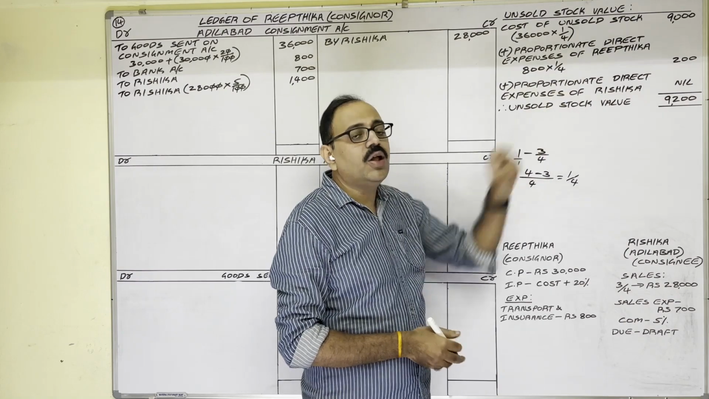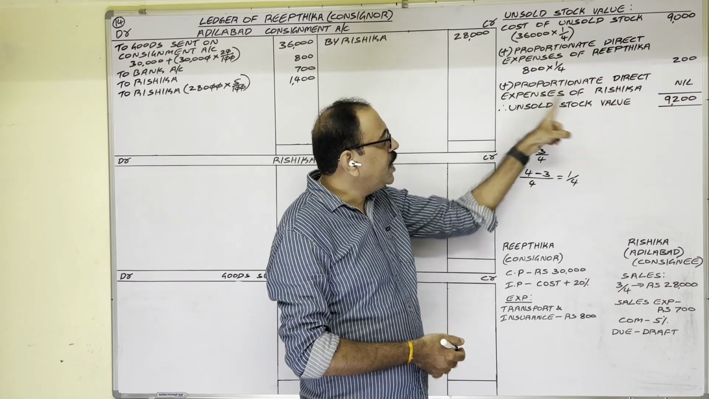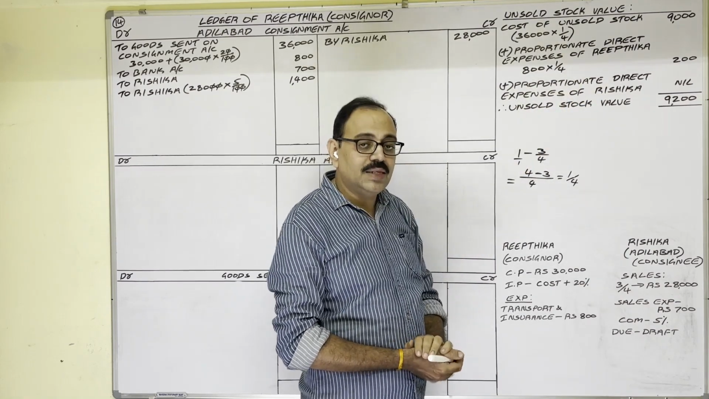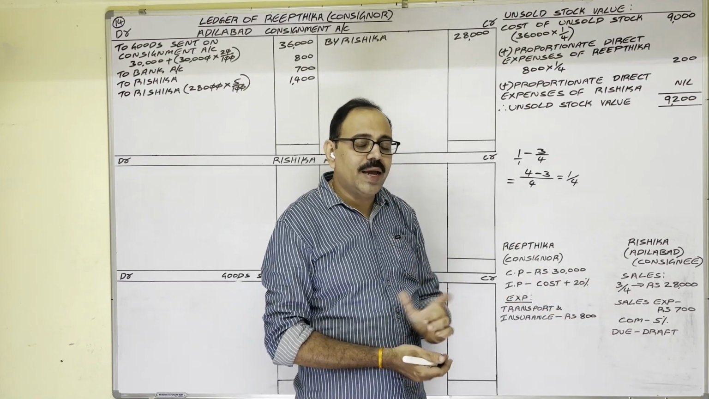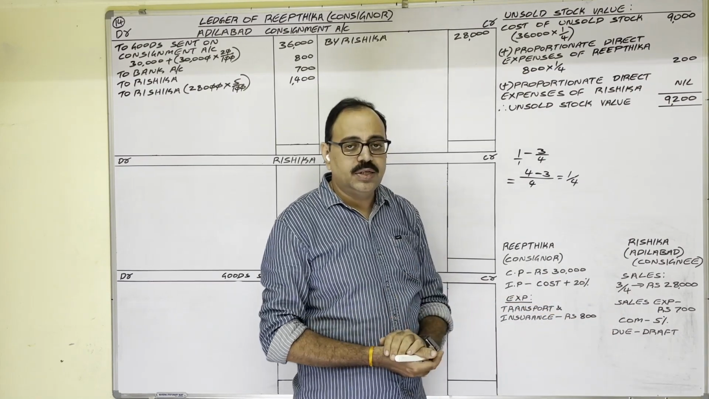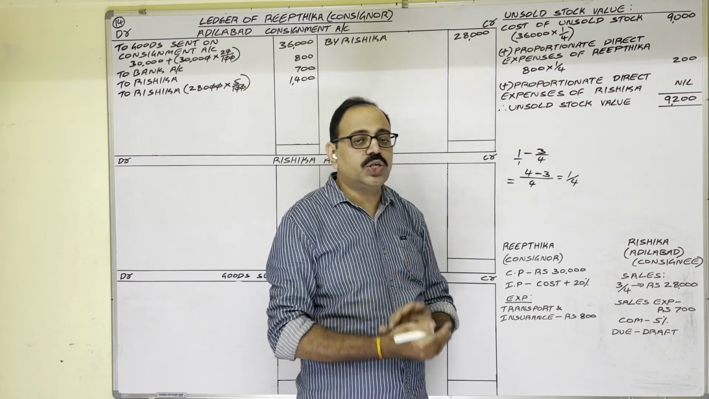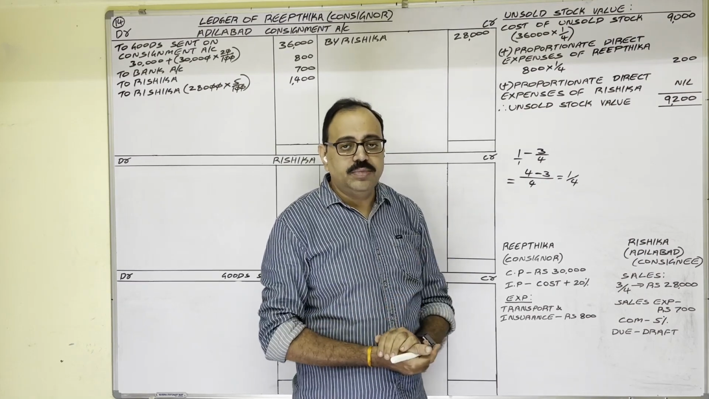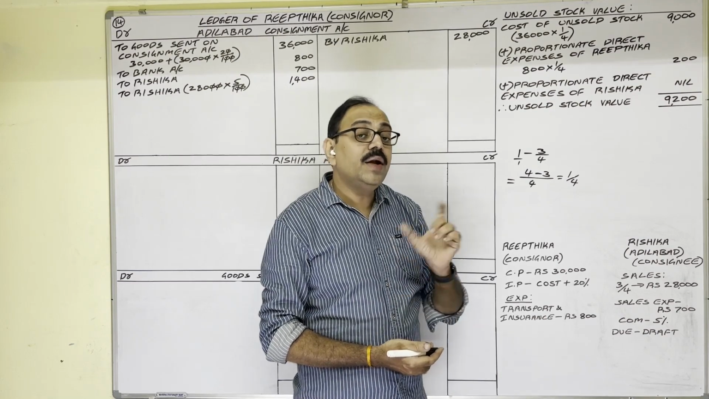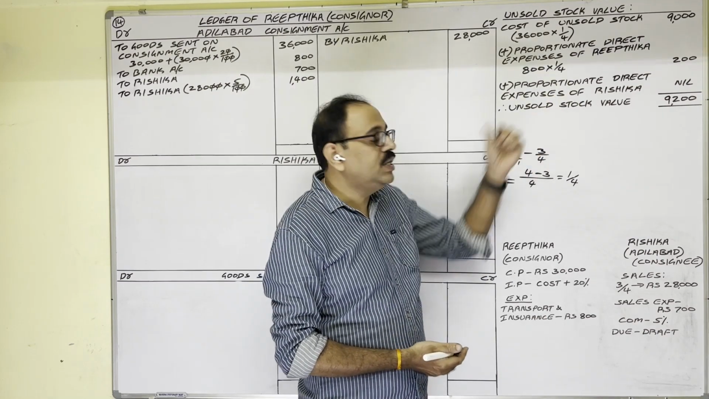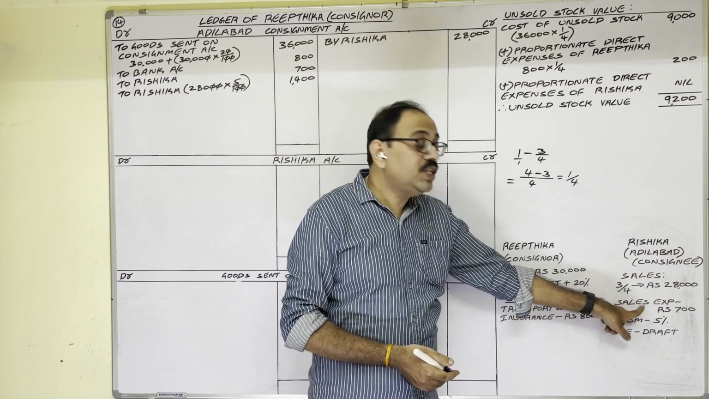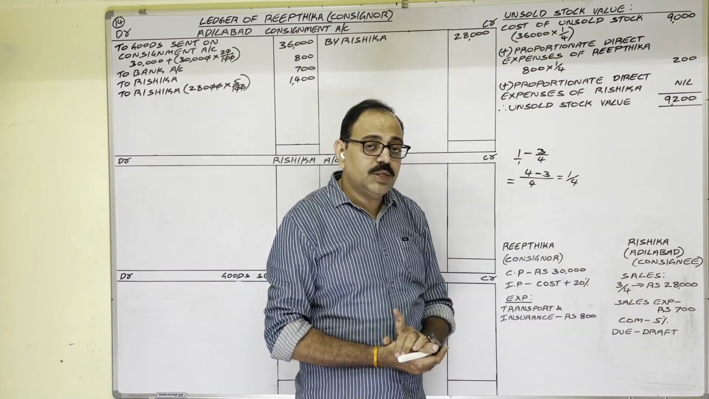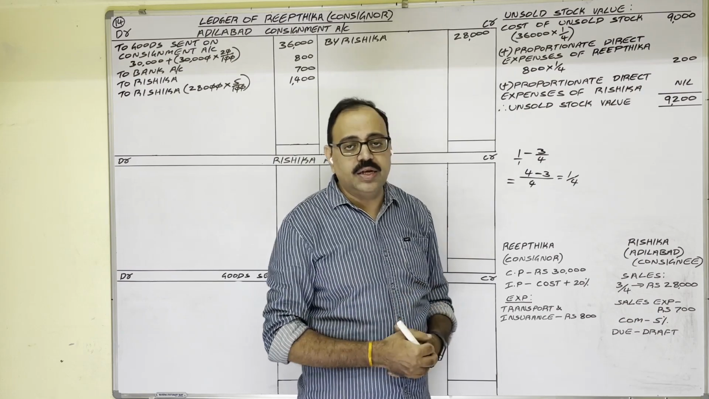Plus for consignee also same. Proportionate direct expenses of Rishika, consignee. Consignee's expenditure, some expenses are direct, some expenses are indirect. Suppose he has given octroi, cartage, freight. They come under direct expenses. We should consider while calculating unsold stock. But he has given sales expenditure no? So sales expenditure again and again they incur.